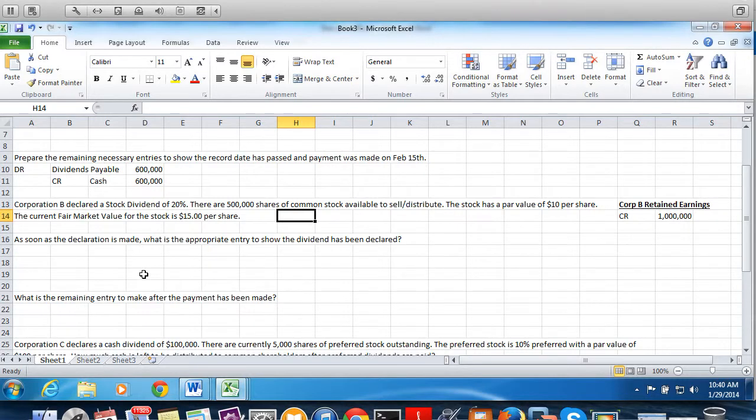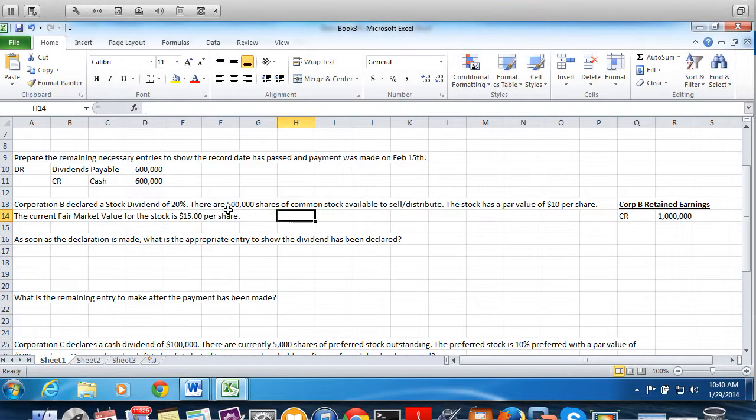Corporation B declared a stock dividend of 20%. There are 500 shares of common stock available to sell or distribute, and the stock has a par value of $10 per share and is currently trading at $15 per share. So the fair market value is $15 per share. Okay, so the first order of business here is to determine how many shares we're actually going to give out to the stockholders and what the value of that is.